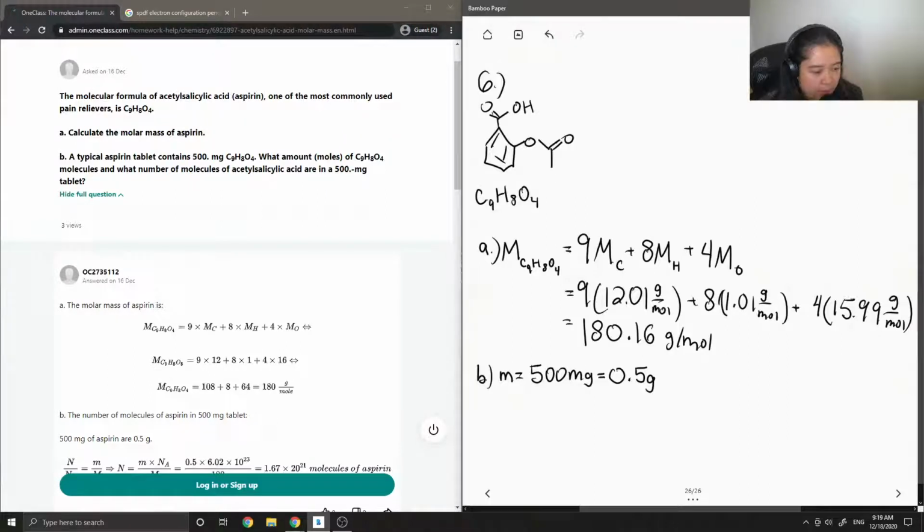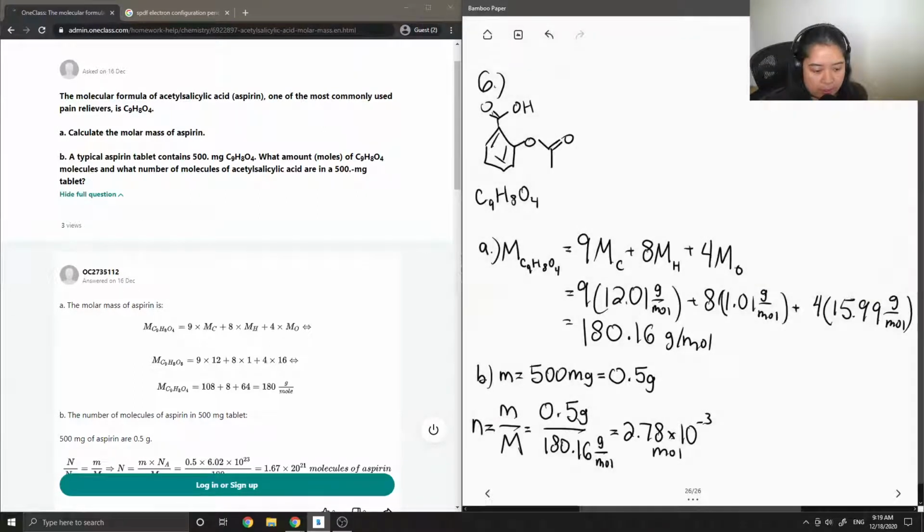Okay, so now let's calculate the number of moles using the equation n equals mass over molar mass. So our mass is 0.5 grams, and molar mass is just what we found in the previous part, which is 180.16 grams per mole. Okay, so this gives us the number of moles, which is 2.78 times 10 to the negative 3 moles. Okay, so that's our first answer for part B. I'll just put it in a box.